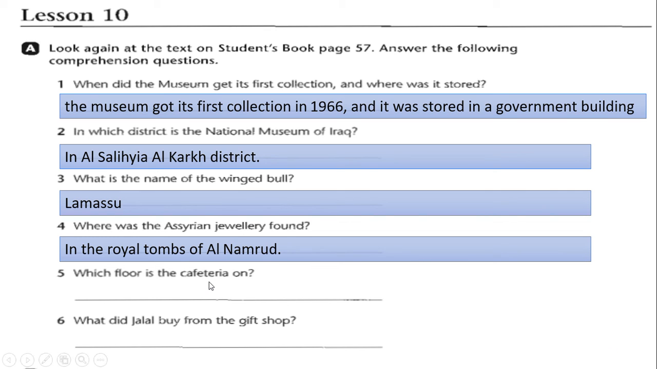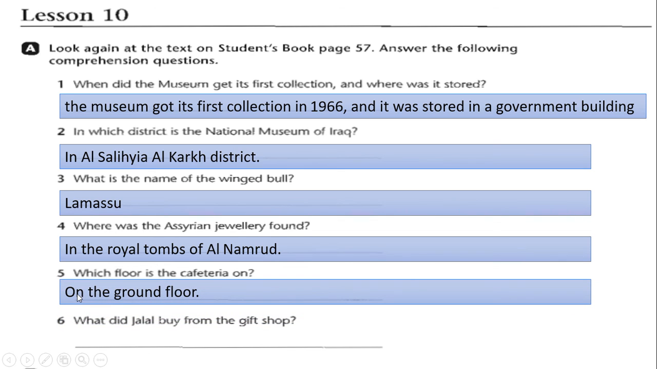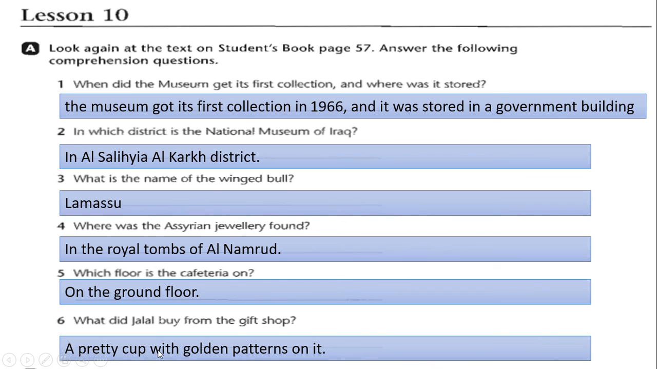Which floor is the cafeteria on? On the ground floor. It is on the ground floor. What did Jalal buy from the gift shop? He bought a pretty cup with golden patterns on it.